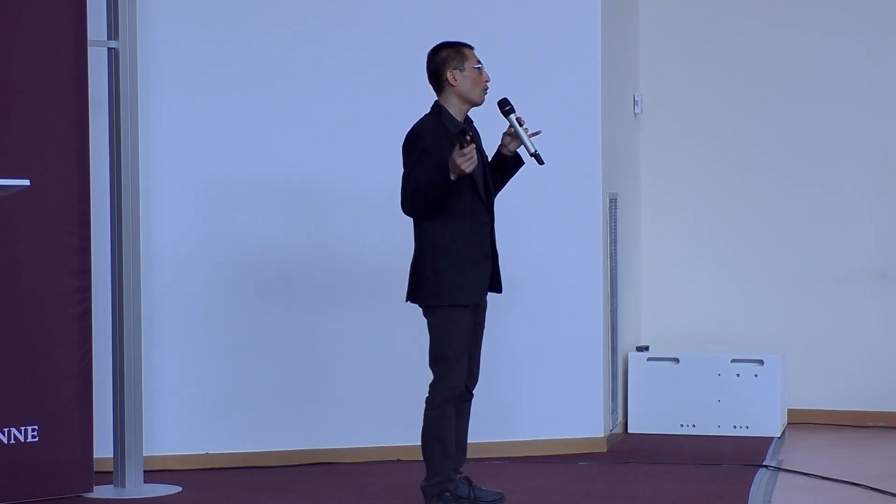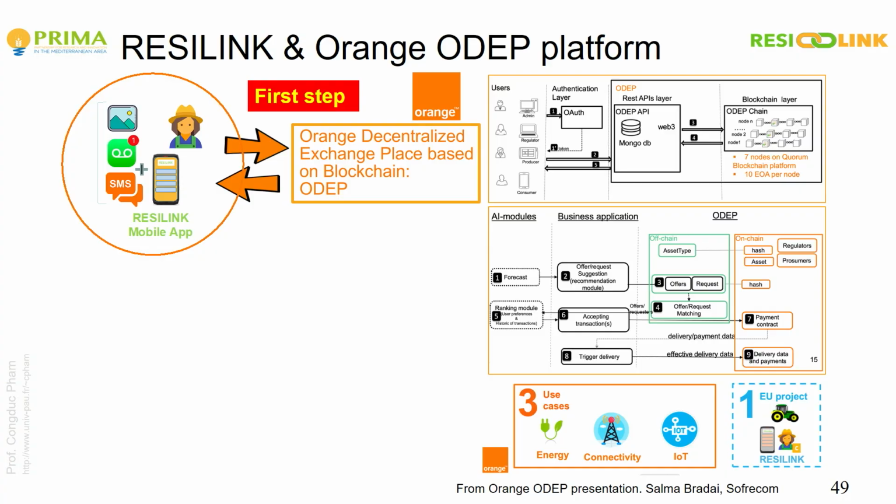So we have Orange as partners, and they provide the Orange decentralized exchange place based on blockchain. You may have heard about blockchain technologies that provide trust into a series of transactions. So here we have all the infrastructure to handle all the transactions between the producer, the other producers, the local actors, the regulators, and all the stakeholders. They will be able to interact with each other in order to discover new resources and match new supplies.